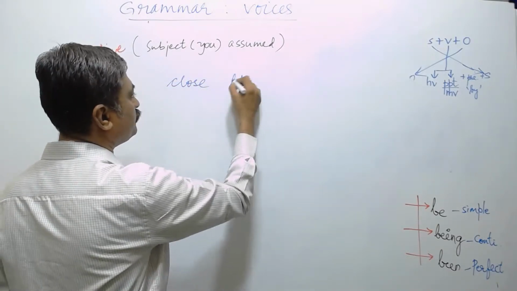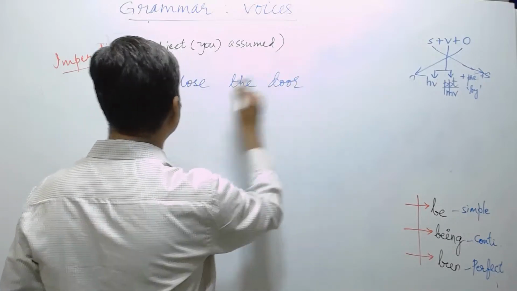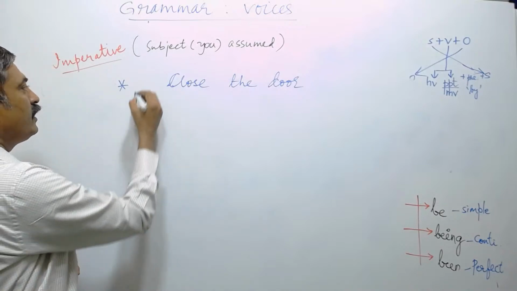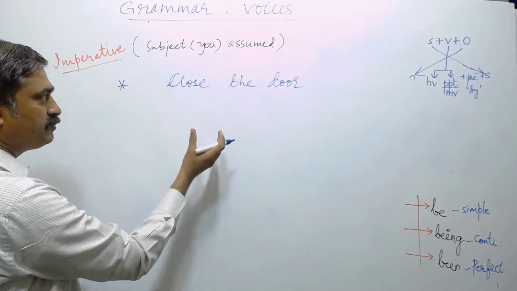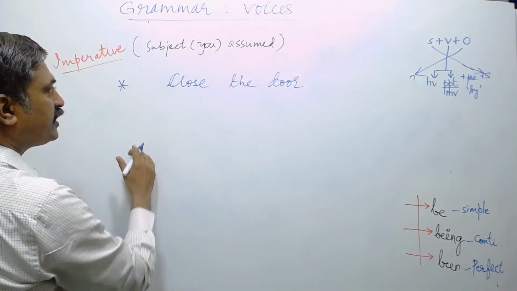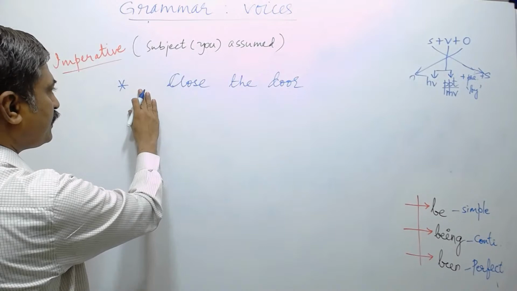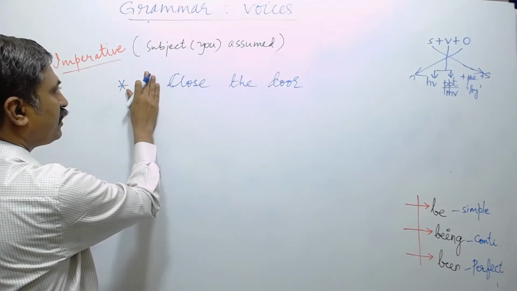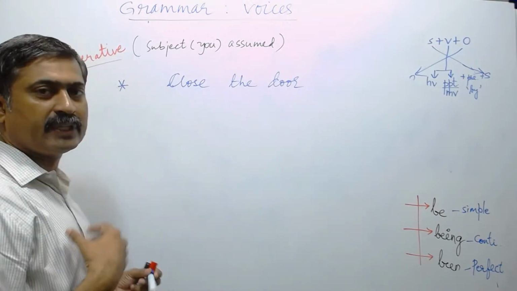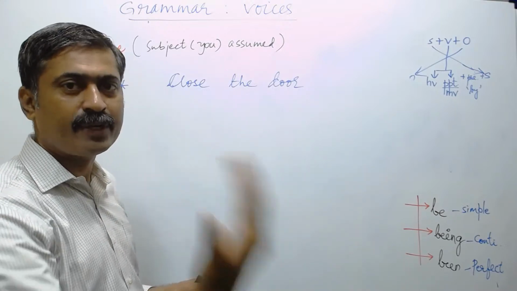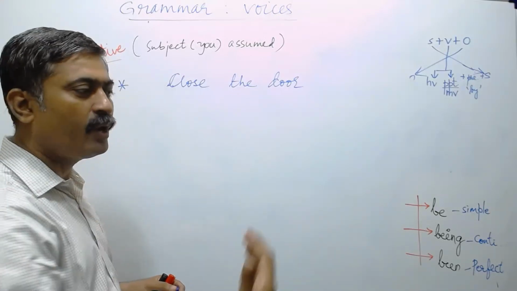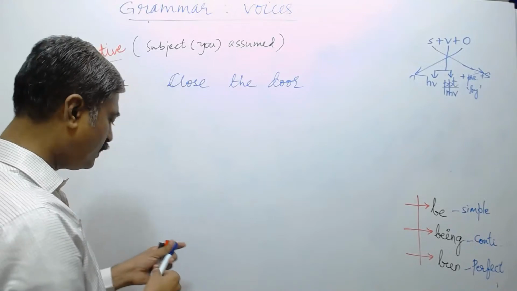Close the door. Okay, so we have this, close the door. Now, if I have a subject like you close the door, this subject is assumed here. So we will not be writing it right now. Close the door, assuming that I'm talking to the next person, that is second person, you. I'm asking somebody, close the door. Or I can even say, you close the door.